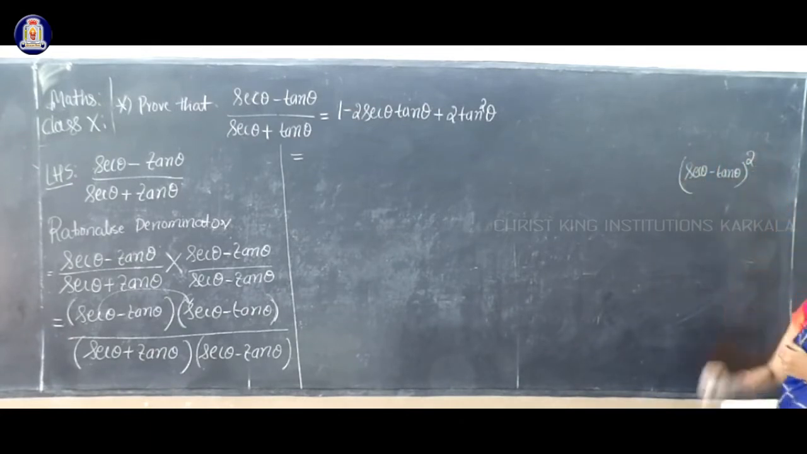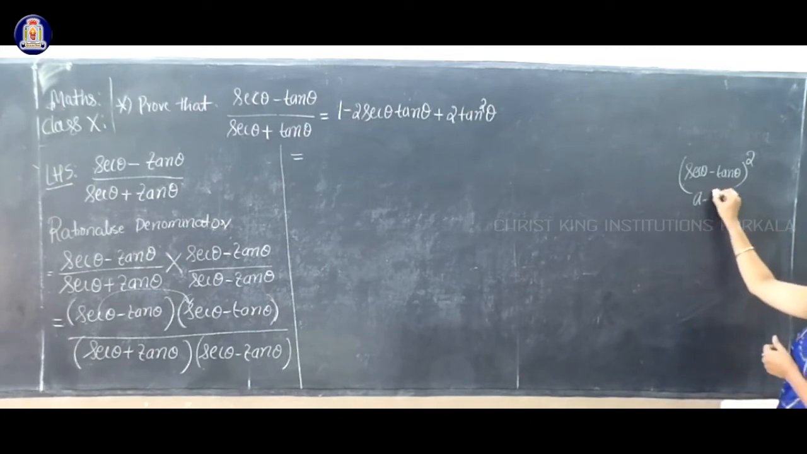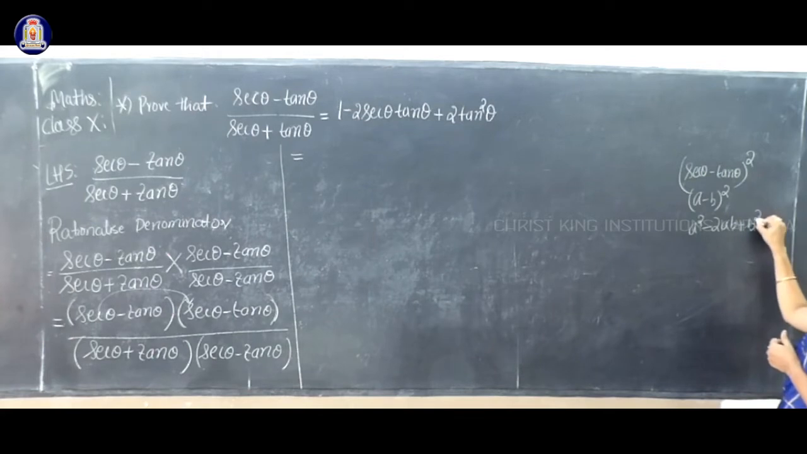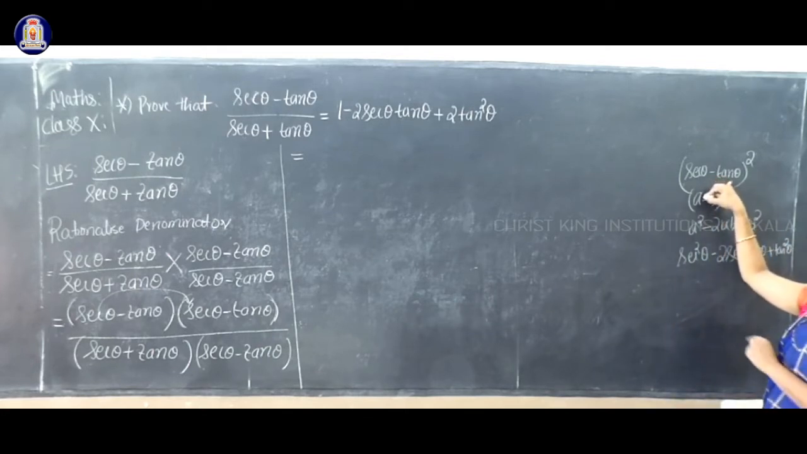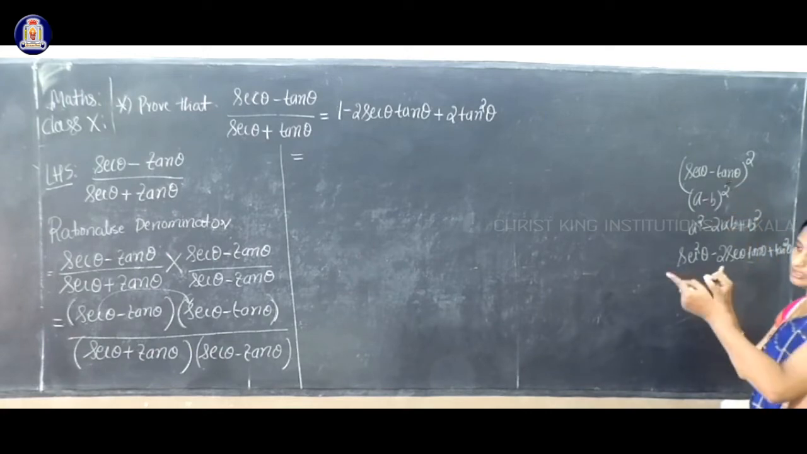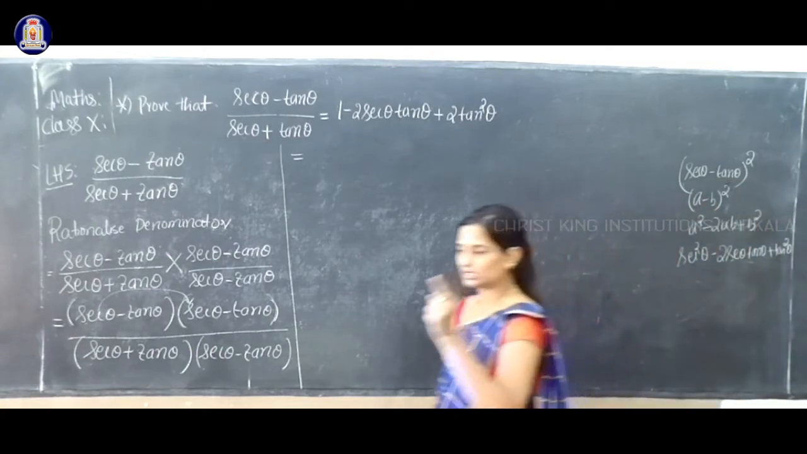Now again, how to simplify this? This is in the form of a minus b whole square, right? A minus b whole square is a square minus 2ab plus b square. It means secant square theta minus 2 secant theta into tan theta plus tan square theta, if you use this method. You can use this, so your answer will be the same, but it takes 2 steps more.